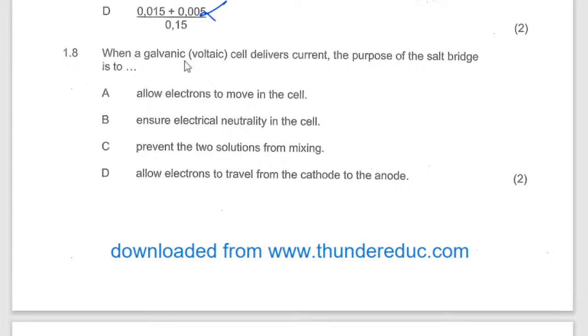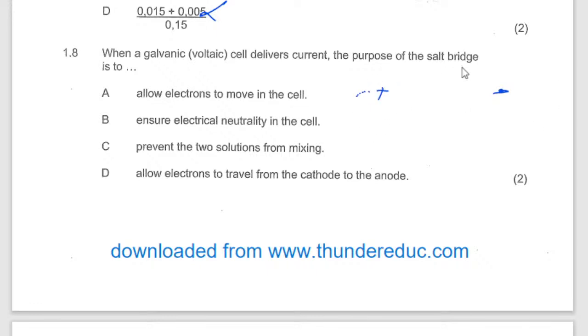Then number 8: when the galvanic cell delivers current, what is the function of the salt bridge? If you check in our distinction material, it is clearly indicated there that the function of the salt bridge is to bring about electrical neutrality. This requires some bit of explanation. You find the positive charge and the negative charge. The one which is positive will be giving out electrons to this side.